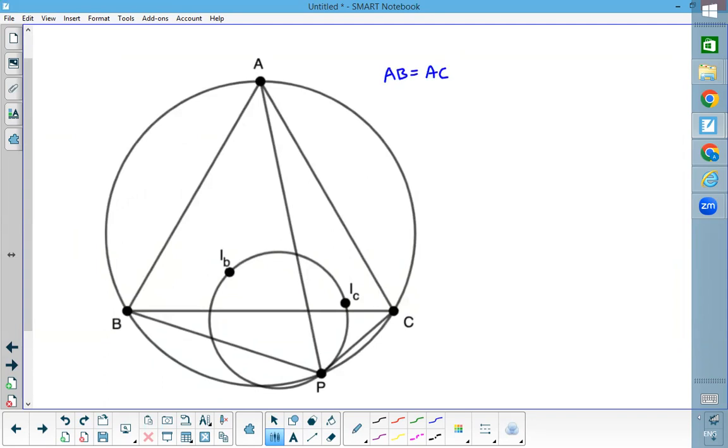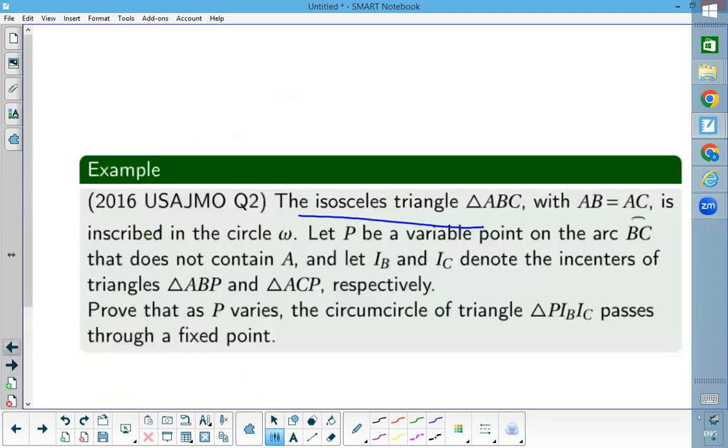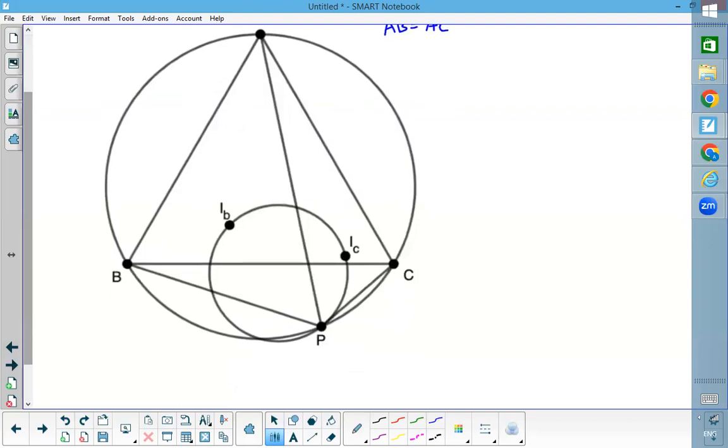That's why we draw a triangle that looks like it's isosceles, because this is the isosceles triangle. And then we have a circumscribed circle. And then what do we do next? We let P be a variable point on the arc BC that does not contain A. So here P is a variable point, and we can move this point P around, on the arc BC opposite from A.